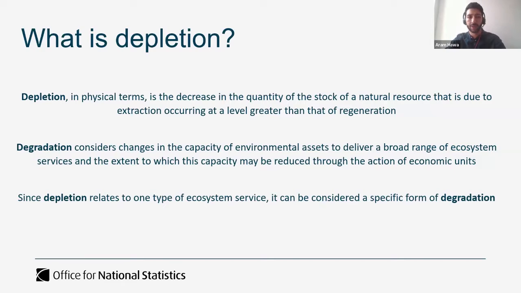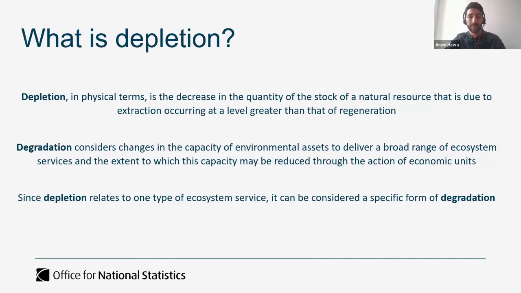A related umbrella concept, degradation, considers changes in the capacity of environmental assets to deliver a broad range of ecosystem services and the extent to which this capacity may be reduced through the action of economic units. Examples of degradation include the declining condition of natural woodlands, which reduces the volume of both carbon sequestered and air pollution removed. Since depletion relates to one type of ecosystem service, it can be considered a specific form of degradation.